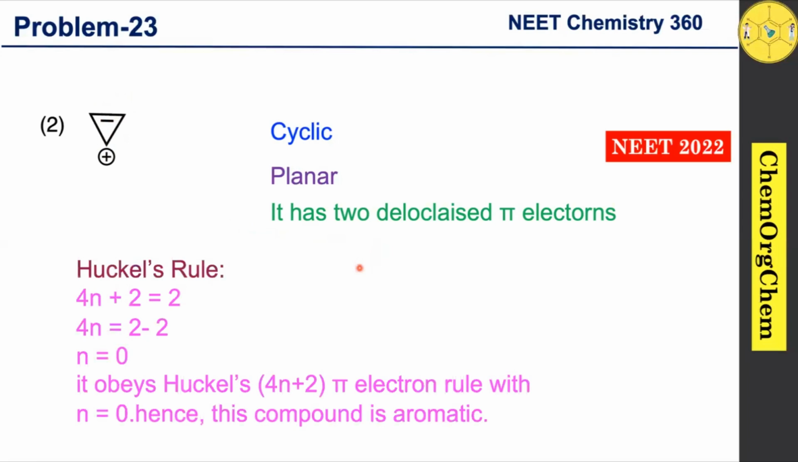So next moving on, Huckel rules. We have two pi electrons from the double bond, using Huckel rule 4n plus 2 equal to 2. When you move this plus 2 to this side, now 4n equal to 2 minus 2, so n equal to 0, which is an integer. Hence this compound is also an aromatic compound.